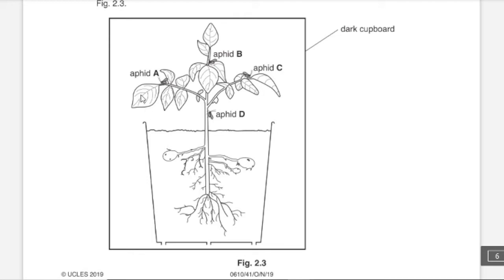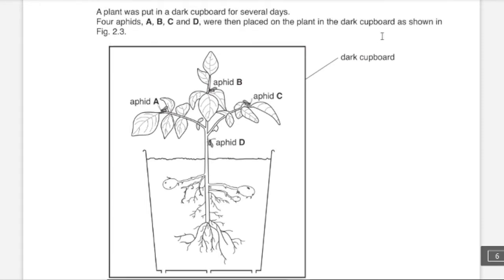And as you can see over here, we have 3 of these aphids on the top parts of the plant, and D is relatively lower on the stem. So this dark cupboard means we are putting it in a dark cupboard for several days, so it would not be exposed to any sunlight or any sort of light for that matter. So it's not going to be able to carry out photosynthesis.